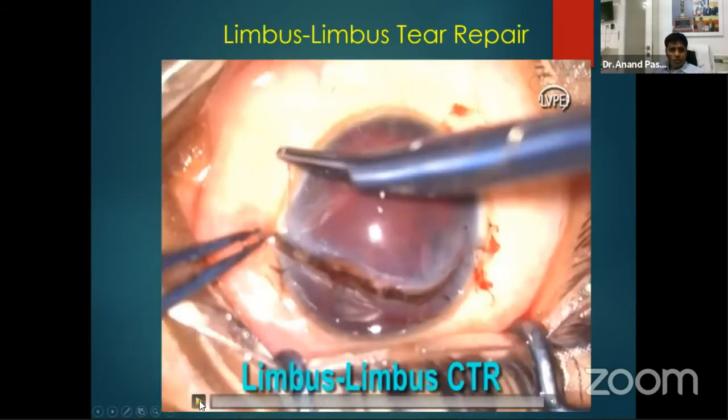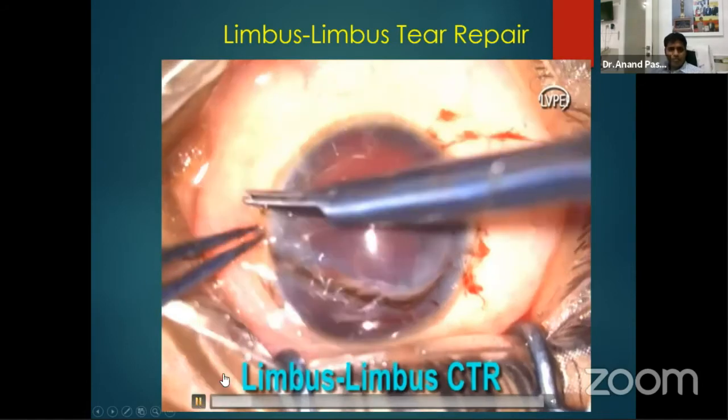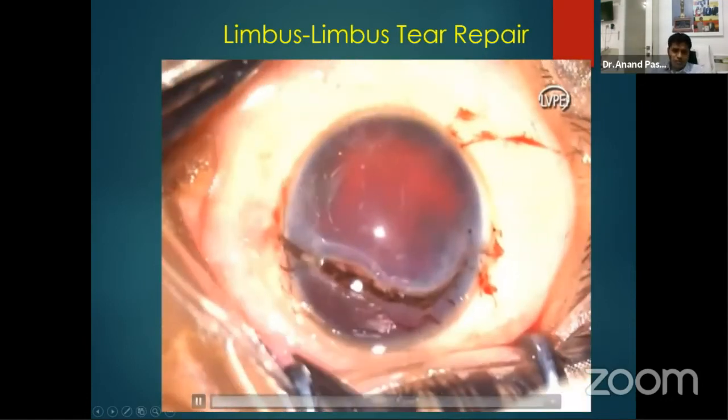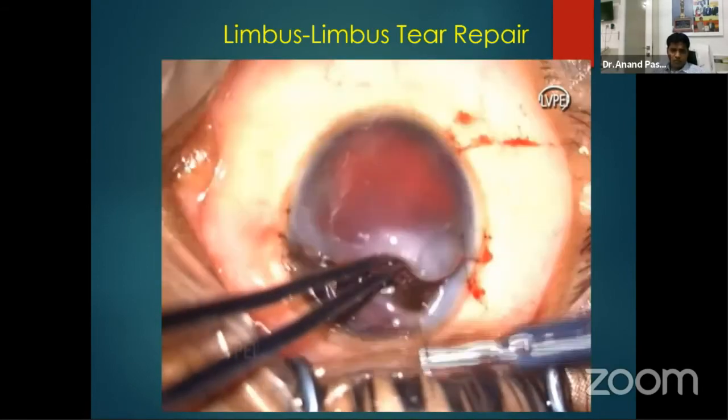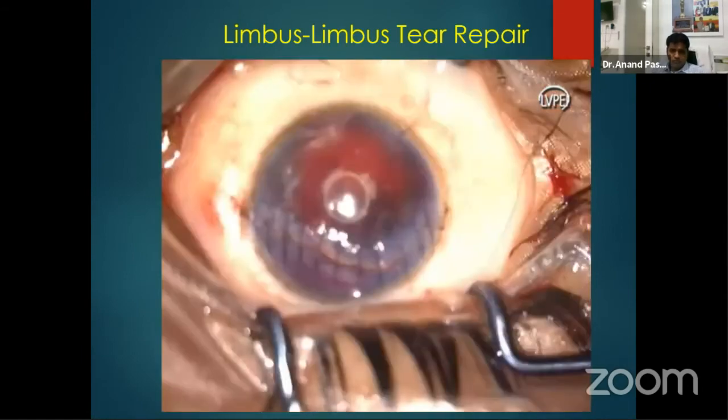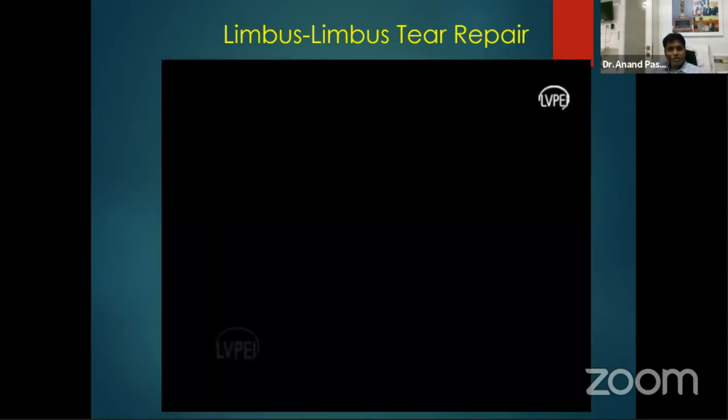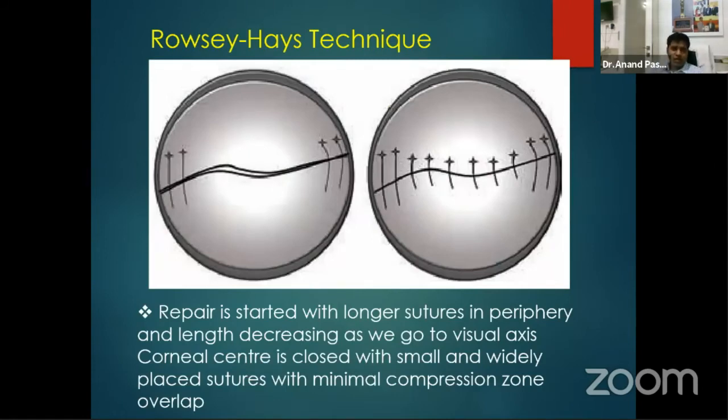Then we may come across a limbus to limbus tear, in which we put the first suture at the limbus, and the rest of the sutures are slowly put perpendicular. There is another technique, the Rousseau technique, primarily for limbus to limbus tears, in which repair is started with longer sutures in the periphery, and the length decreases as we go to the visual axis. The corneal center is sutured with small and widely placed sutures with minimal compression zone overlap, and this reduces the astigmatism.